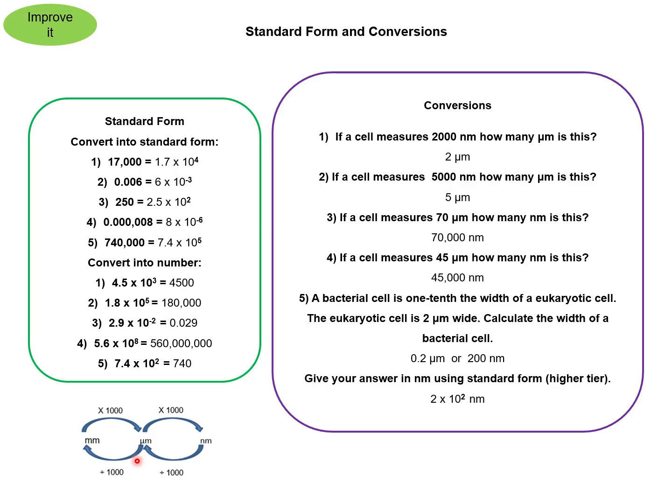If a cell measures 5,000 nanometers, how many micrometers is this? So we start at nanometers to micrometers again. So again, that's divided by 1,000, and the answer is 5. If a cell measures 70 micrometers, how many nanometers is this? So micro to nano, so it's times by 1,000, so that's 70,000. If a cell measures 45 micrometers, how many nanometers is this? Again, times by 1,000, which is 45,000.